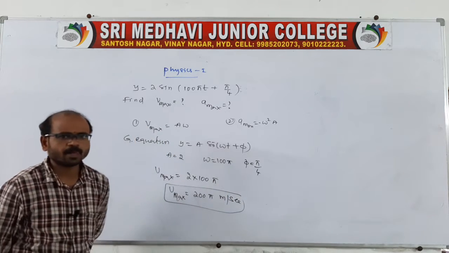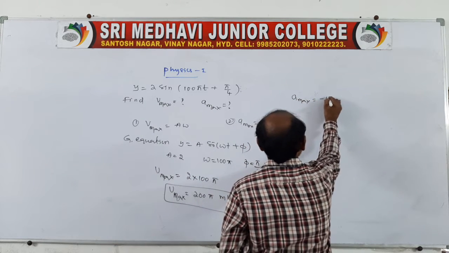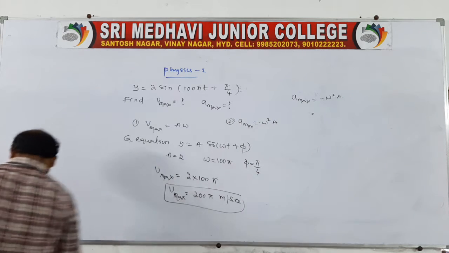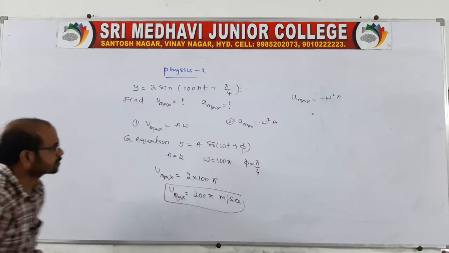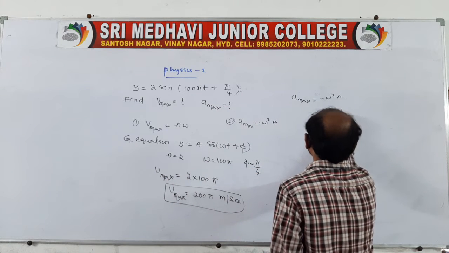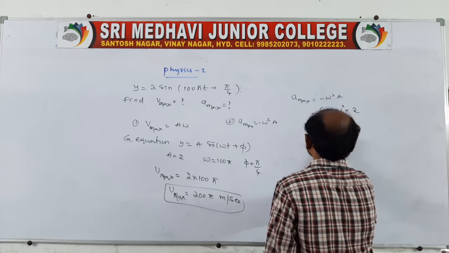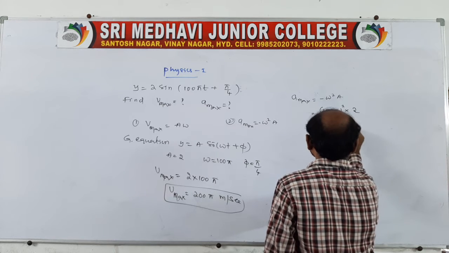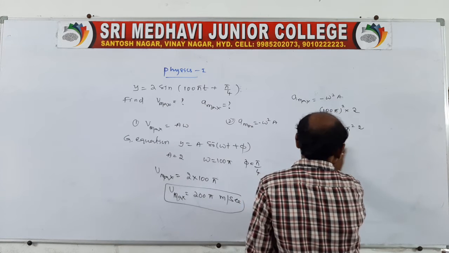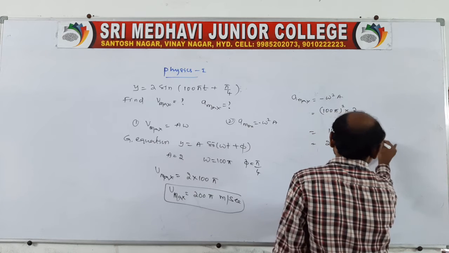Clear? Now coming to the maximum acceleration, you take minus omega square a. Of course, what will omega be? The given omega you take as 100 pi, so 100 pi whole square into a, which is 2. So it is approximately 10 power 4 into pi square into 2, or else you say it is pi square into 10 power 4 meter per second square.